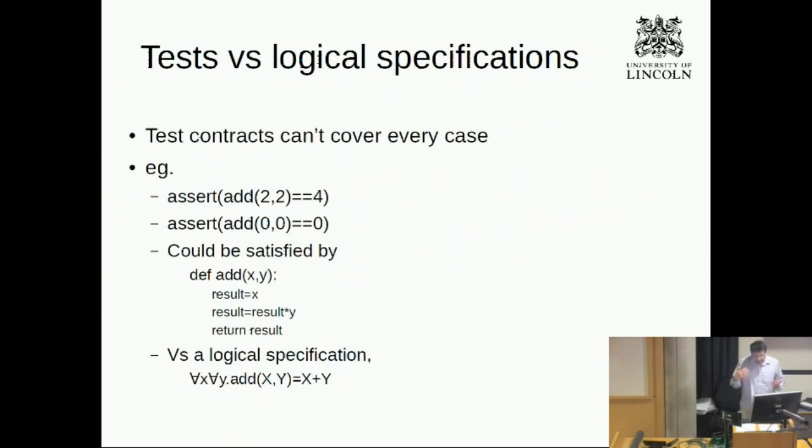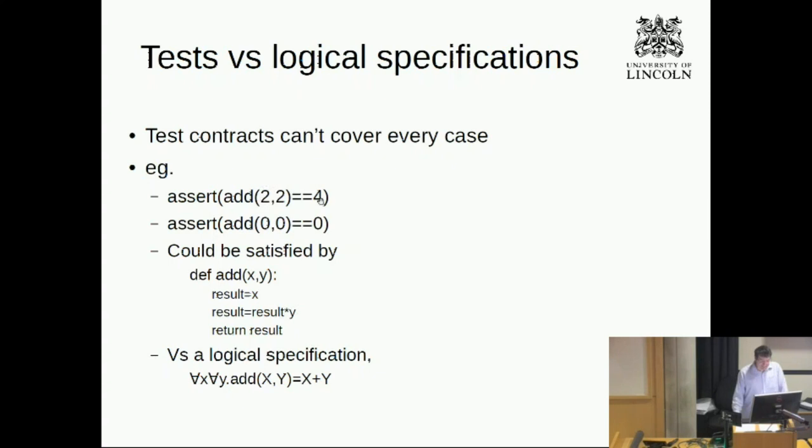Again, when we consider testing as part of a contract system, we always have to bear in mind that test contracts cannot cover every case. They are weaker than these formal logical specifications. So for example, if I write my add function like this, I've made a bug in my add function. What's the bug in my add function? Yeah? I'm not doing addition. I'm doing a multiplication because I pressed the wrong button. I did multiply instead of add. So I've made a bug here.